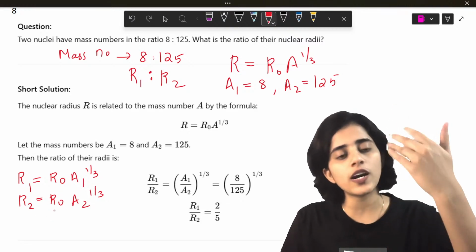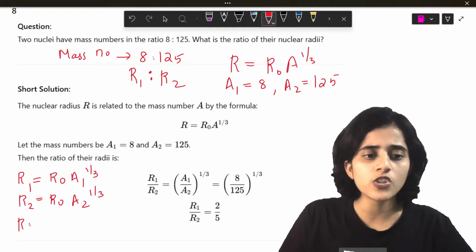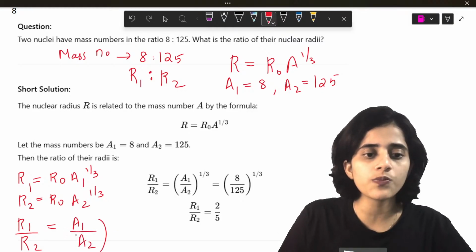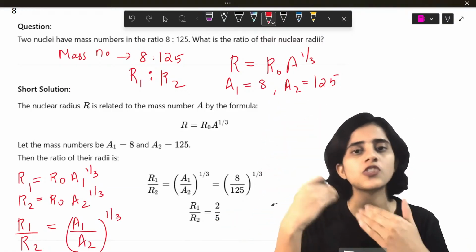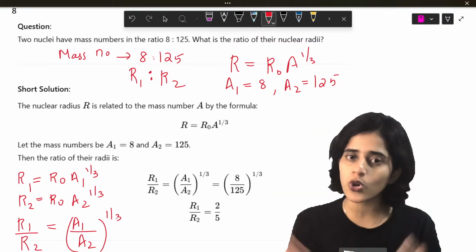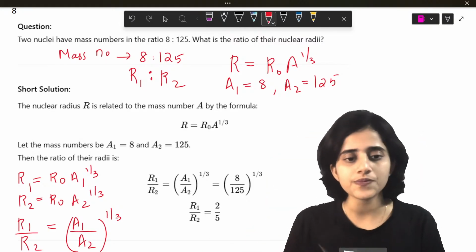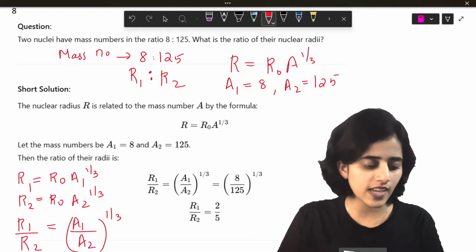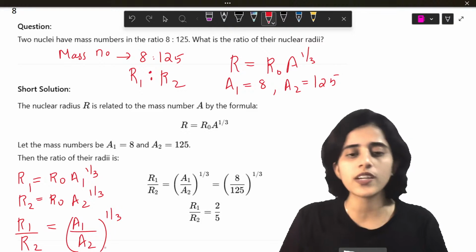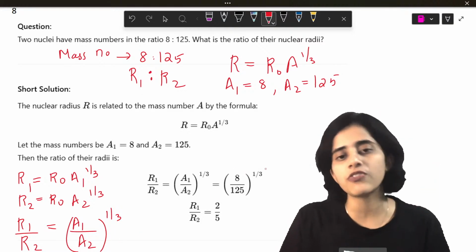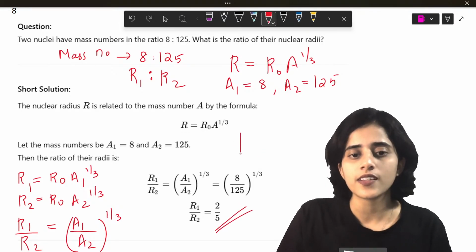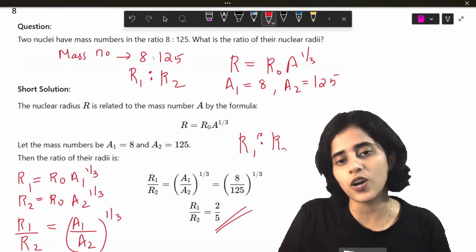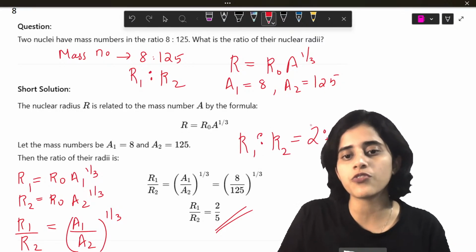When I divide these two, R0 is a constant, so it just cancels out. So you will get R1/R2 is equal to A1/A2, the whole raised to 1/3. It's the same, no? A1^(1/3) divided by A2^(1/3) and A1/A2 the whole raised to 1/3, both are the same. Now you just have to substitute the values. What is A1? It's 8. How much is A2? It's 125. So 8 divided by 125, the whole raised to 1/3 is 2/5. So R1:R2 will be 2:5.